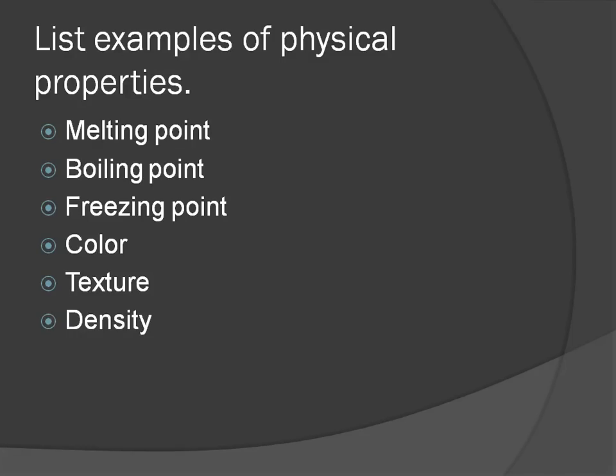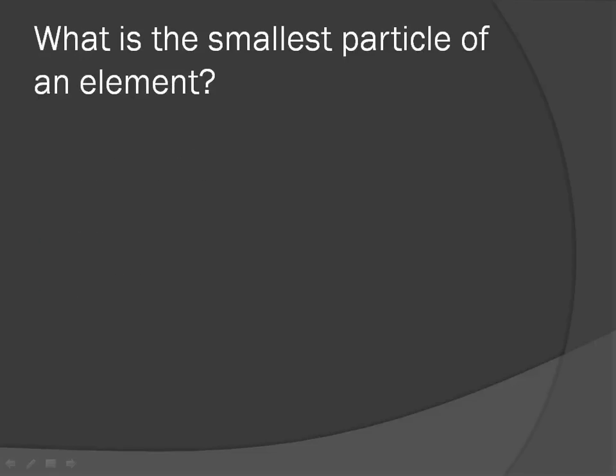Basically, they're things that you can measure or see without changing it to something new. If it's a chemical property, then we're getting something new, or it'd be changing to a different substance. The next question asks what is the smallest particle of an element? If you haven't figured out yet, atoms are an important thing on this quiz. The smallest particle of an element is an atom.